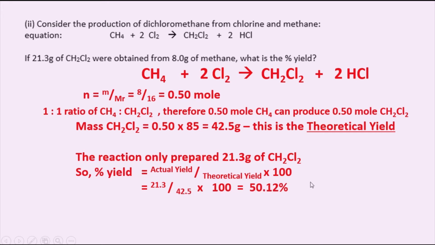Now, just before we finish, let's look up at the question. You can see that 21.3 is 3 significant figures. 8.0 is only 2. So it would be appropriate just to give that to 2 significant figures. So 50.12 would round to 50% to 2 significant figures, and there's our answer.